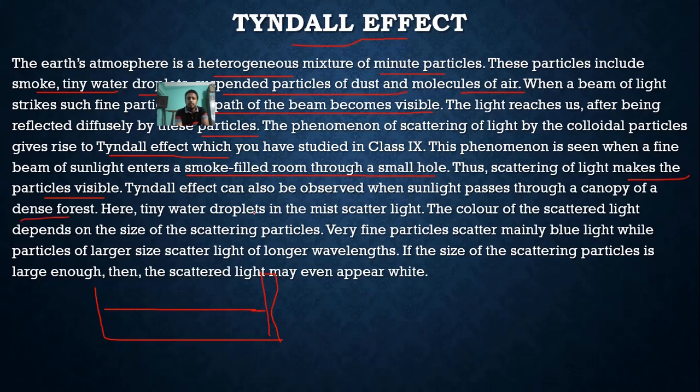Here the tiny water particles in the mist scatter light. In the canopy of a dense forest, there would be some water particles, and these water particles in the mist scatter light. The color of the scattered light depends on the size of the scattering particles. Very fine particles scatter mainly blue light, while particles of larger size scatter light of longer wavelengths. If the size of the scattering particles is large enough, then the scattered light may even appear white.